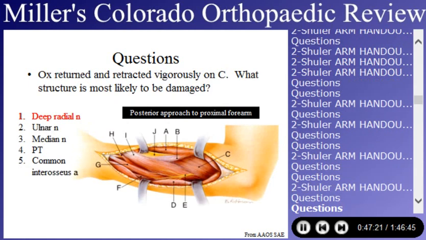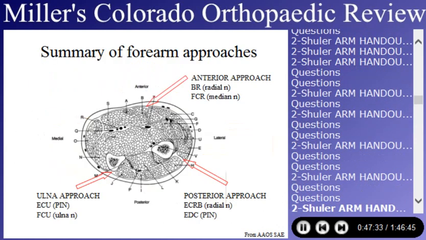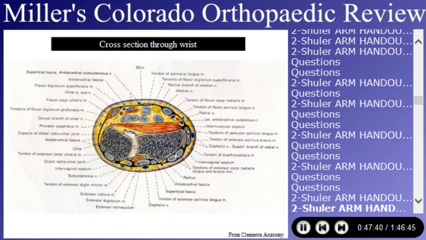The intern once again returned. We've got to get him out of the OR. Retracted vigorously on C. What structure is most likely to be damaged? Deep radial nerve. Summary of forearm approaches shown here. Cross-section anatomy through the wrist is always a key testable item, and the only reason why I put this level is this muscle right here. Pronator quadratus, anterior interosseous nerve.